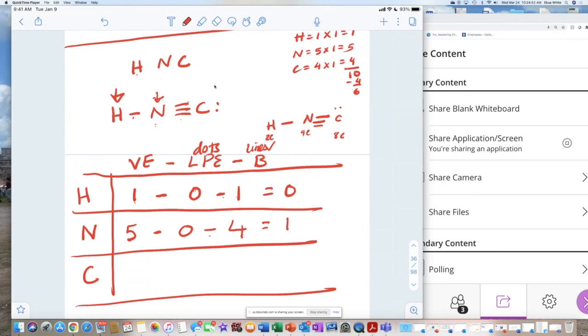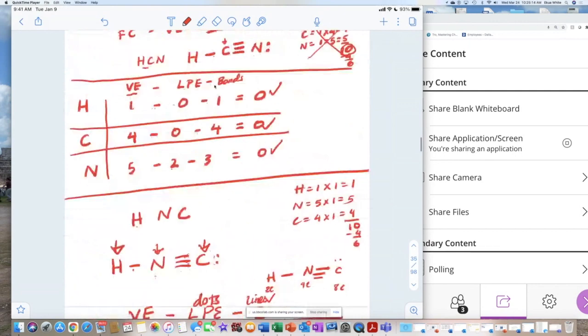Ooh. Okay. Now last one. Carbon is in group 4. Minus number of dots, we got 2. Lone pairs are dots, right? Minus lines, we got 3. 4 minus 2, 2. Minus 3, negative 1. Ooh. Okay, so what we're saying here is, first of all, conclusion.